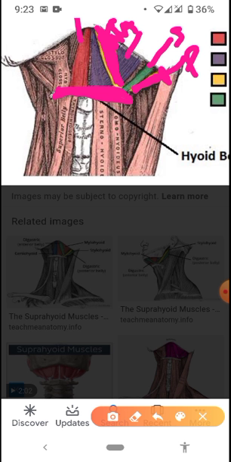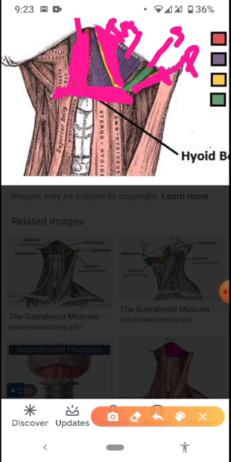Okay, so let's discuss the other muscles. First the red one. This red muscle is basically the geniohyoid muscle, and the geniohyoid muscle is coming from the inferior mental spine of the mandible. We have discussed the mandible in detail, that's why I'm not going into detail of the mandible, I'm just telling you the names. So it is coming from the mental spine of the mandible. Okay, this is the geniohyoid muscle.